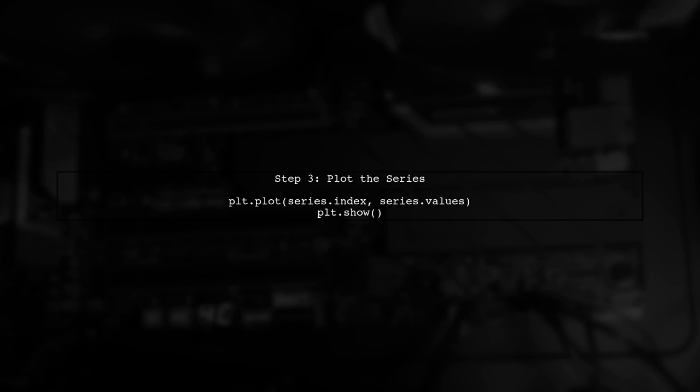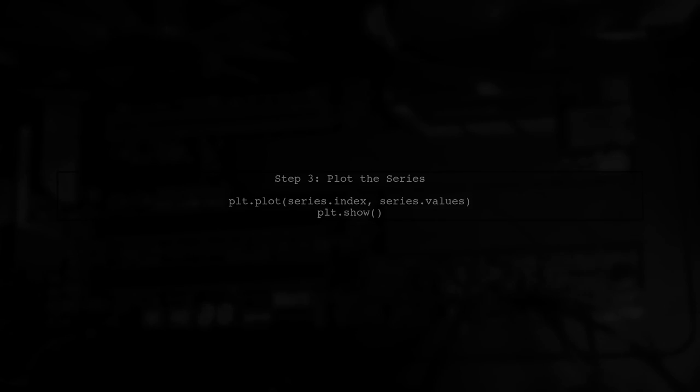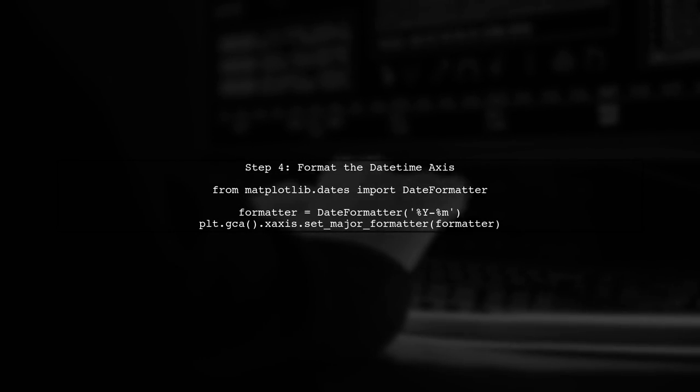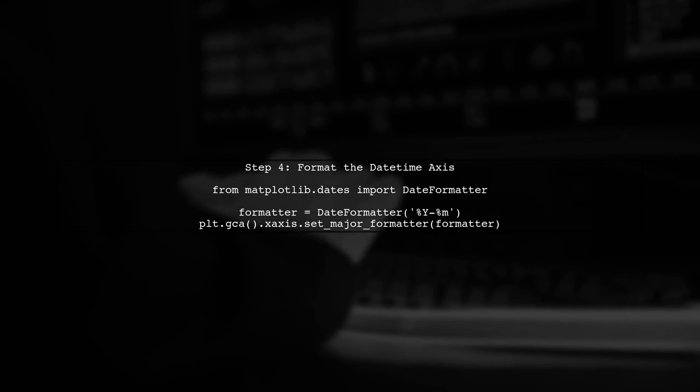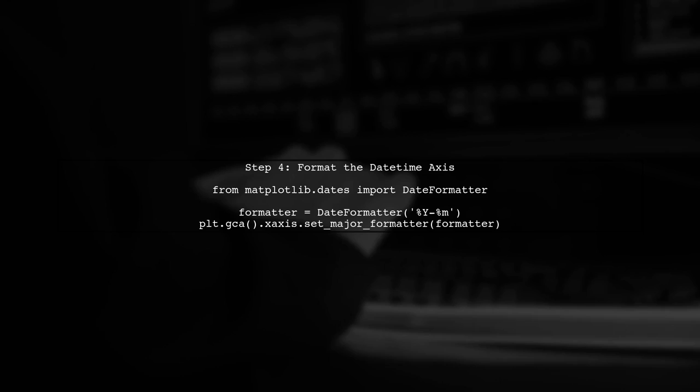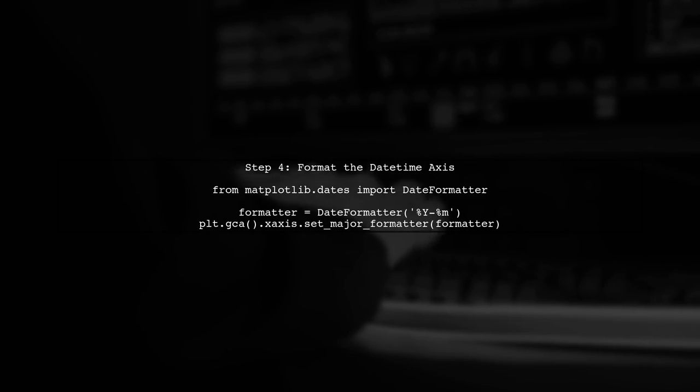Now we can plot the series using plt.plot. However, the default formatting includes hours, minutes, and seconds. To format the datetime axis, we will use the date formatter from matplotlib.dates. This allows us to specify the format we want, such as year and month.